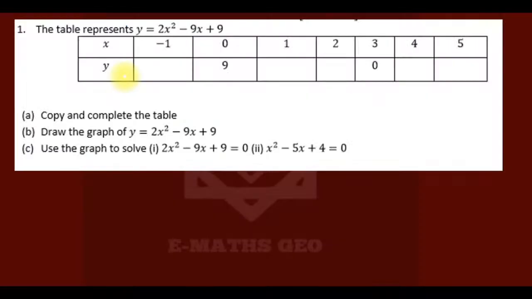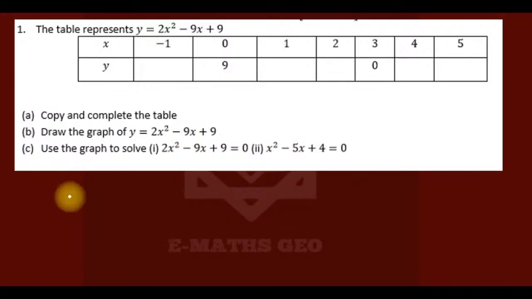We are given the table and we're asked to copy and complete the table. The table is for the relation y equals 2x squared minus 9x plus 9. They ask us to copy and complete the table, use it to draw the graph of y equals 2x squared minus 9x plus 9, and after that use it to solve these two equations.